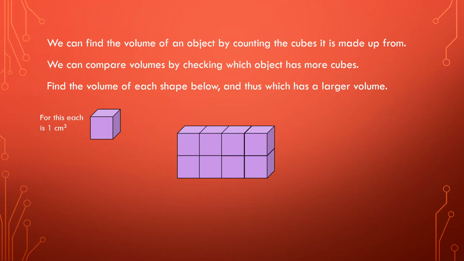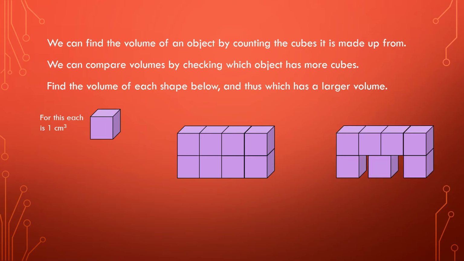So if I've got this first shape, how many cubes do I have? I've got 4 on the top and 4 on the bottom. So in that shape there, I would have 8 cubic centimeters. And if I look at the other one, it is similar, but just a little bit different. Here I've got 4 on the top, but I've only got 3 in the bottom. So that one has a volume of 7 cubic centimeters. So the first shape was 8, and the second one was 7.